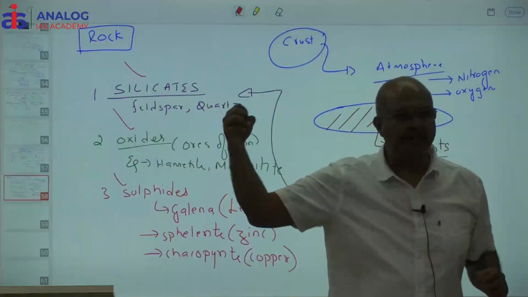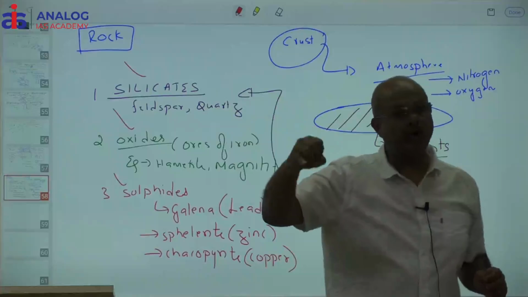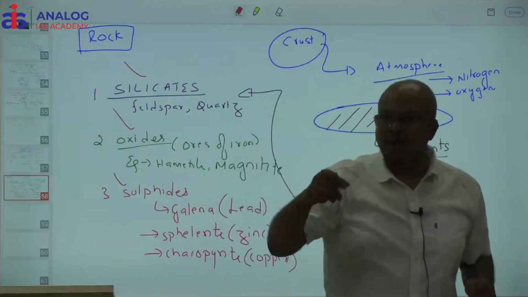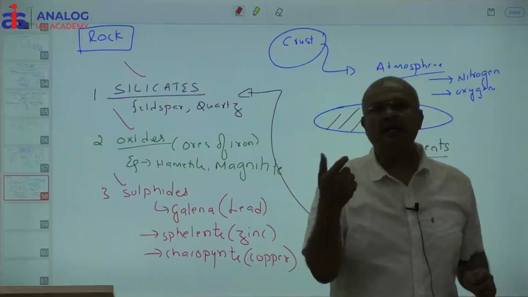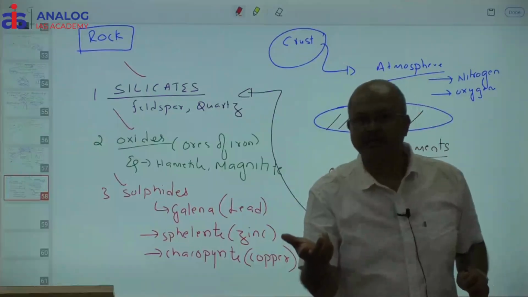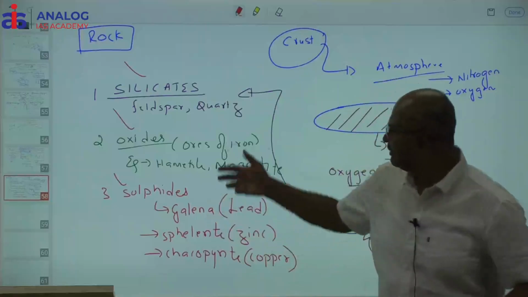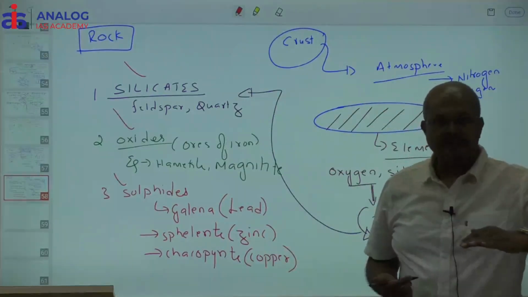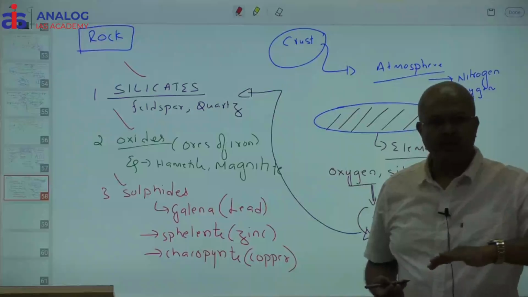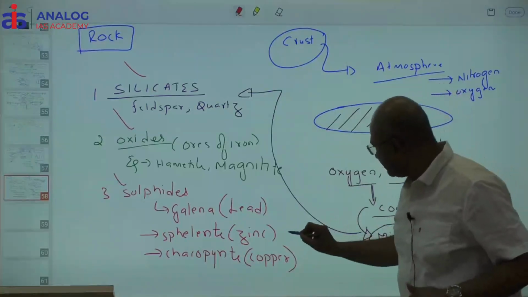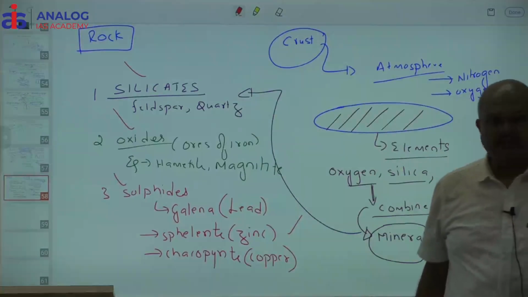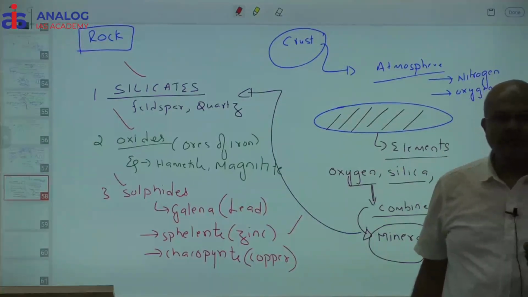From hematite, you can extract only iron economically. You can't extract copper from that. There is a possibility, but it will not be economically feasible. Is it clear? So remember these things: elements, minerals, and then ores. Ore is a mineral from which a metal can be extracted economically.